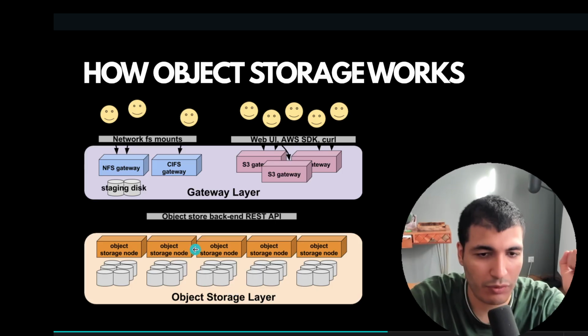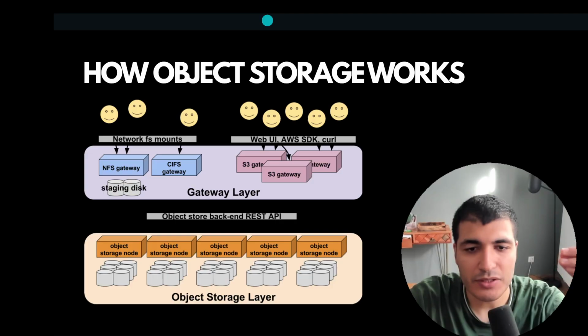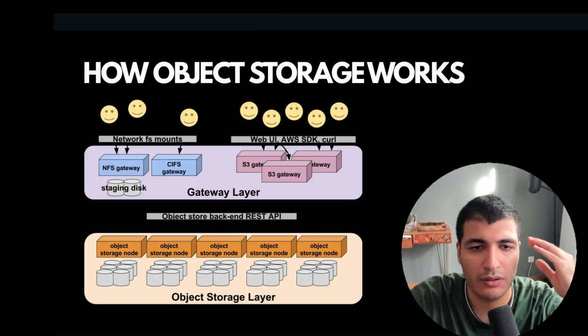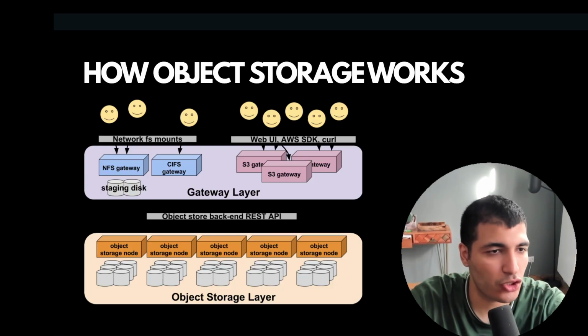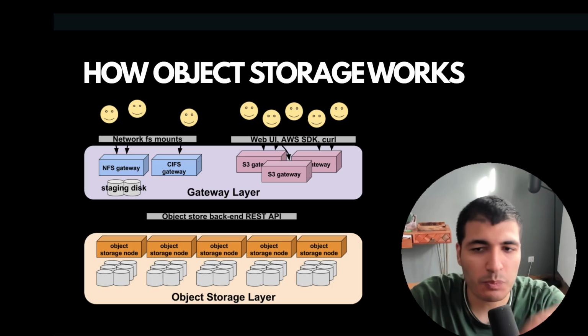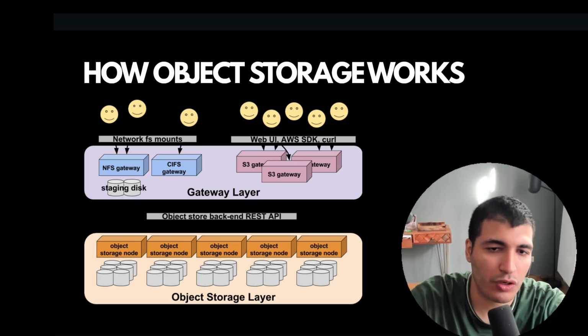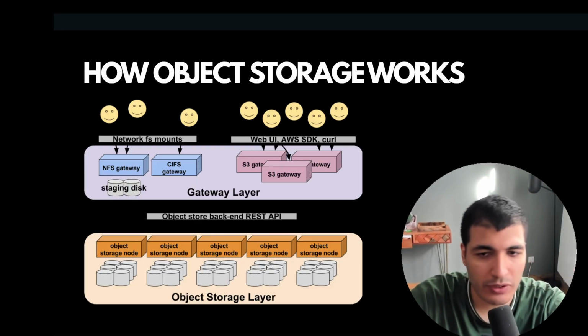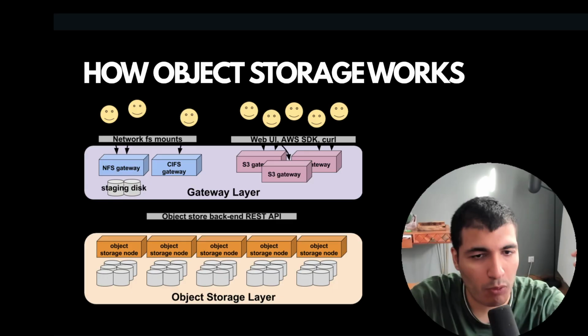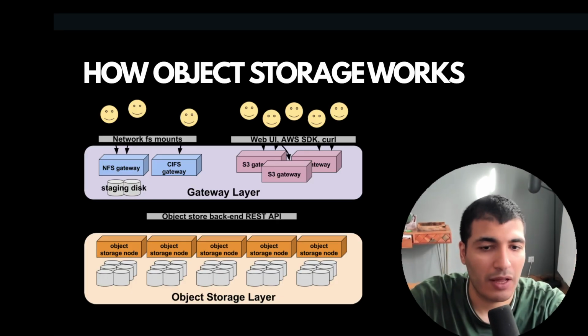And lastly, here we have the storage nodes or the object storage layer. This is where the actual data is stored. The data is spread out across multiple storage nodes in a distributed fashion. Each node is responsible for holding a portion of the overall data.